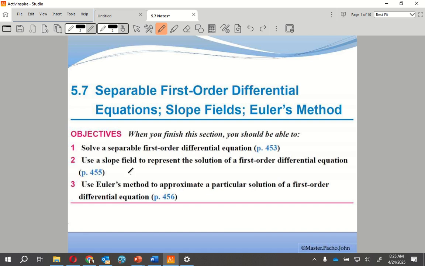Okay. All right. Slope fields and first order differential equations. Solve separable first order differential equations. Use slope fields to represent a solution of a first order differential equation, and use Euler's method to approximate a particular solution of a first order differential equation. So we're going to focus on these two, 1 and 2 today. Next week we'll do 3.